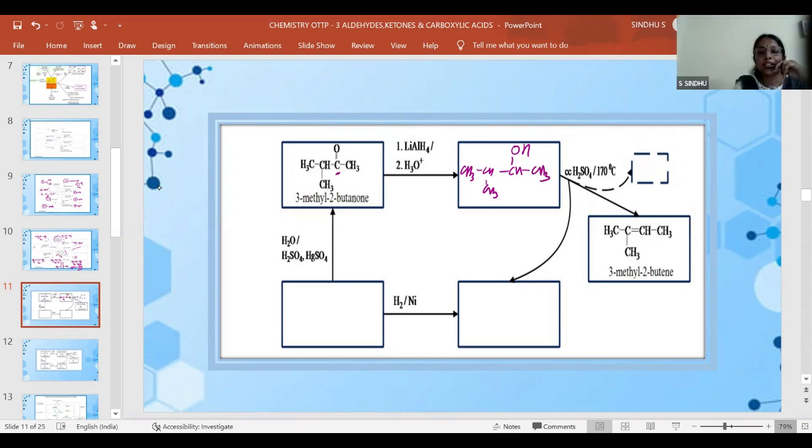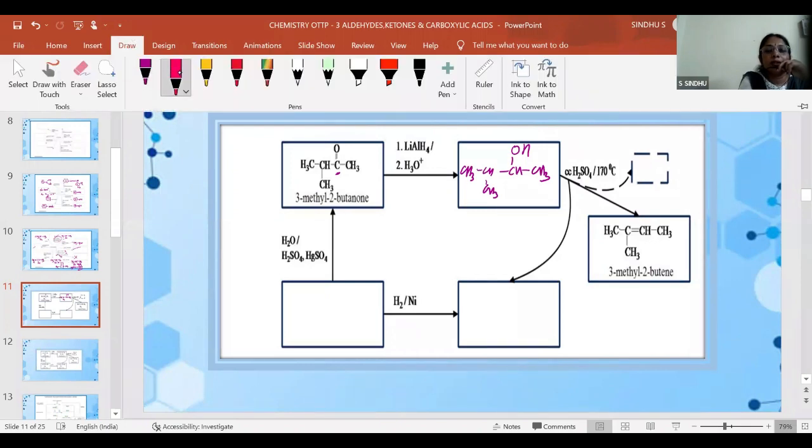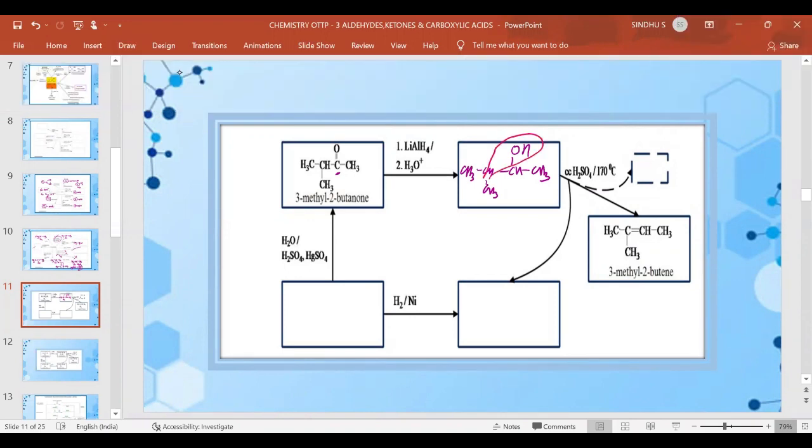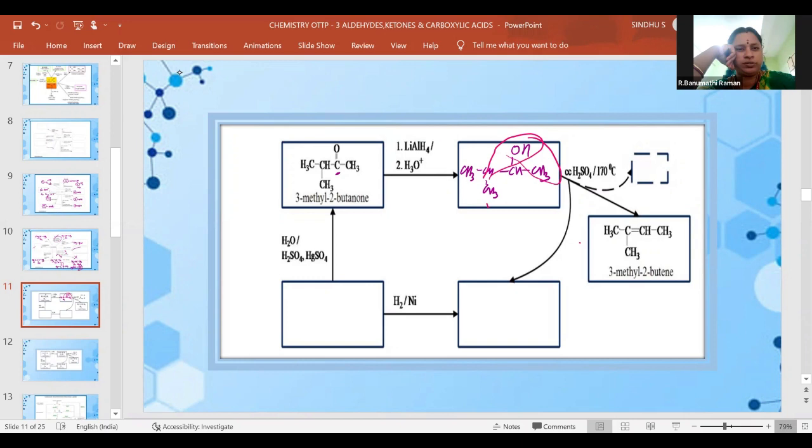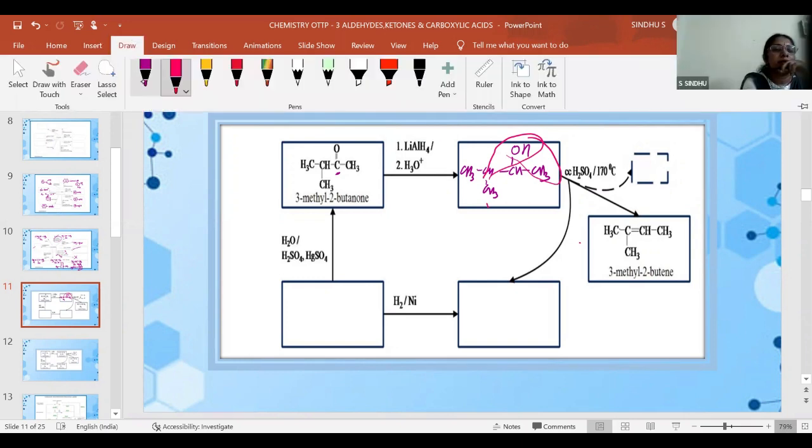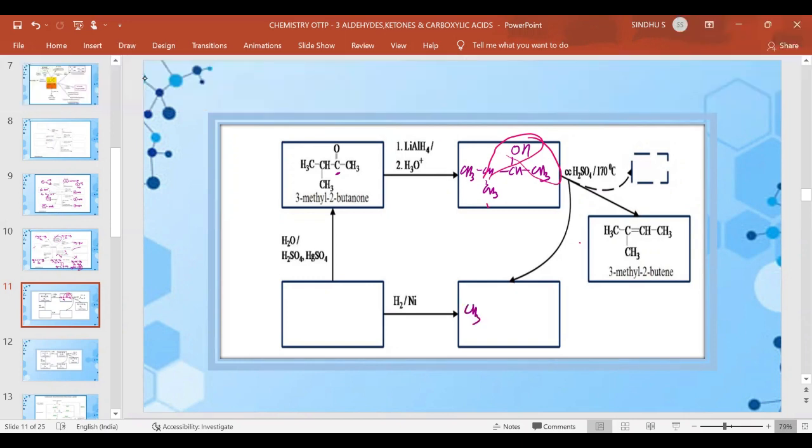H2SO4 dehydration. But they have already given us one product, right? They've given us one product, so the possibility of eliminating is from the second carbon. Major product will be this one, right? And the other possibility is this one. So this is what they have shown us, the major. And the other possibility is CH3 twice, CH double bond CH2, right?